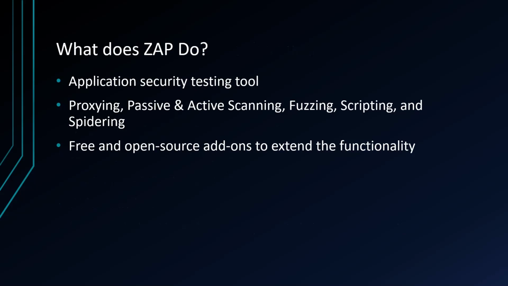ZAP has many features. It can be used as a proxy server to manipulate all of the traffic that passes through it. It can perform passive and active scanning to view potential vulnerabilities. It can perform fuzzing to send many malformed input data to test payloads. It performs scripting and spidering to determine the site structure and retrieve all links and URLs on a page. ZAP offers a wide range of add-ons contributed by the OWASP community that can help extend ZAP testing capacities.